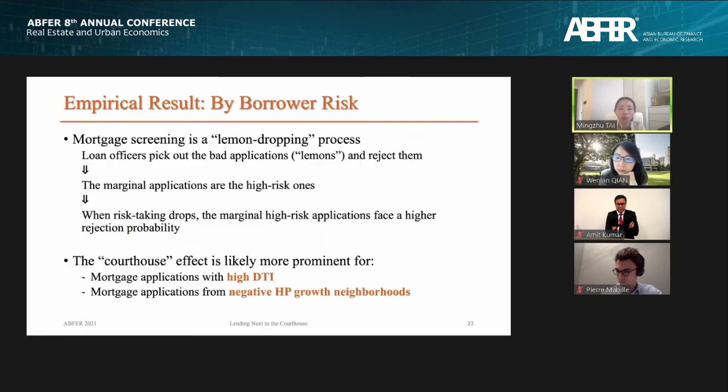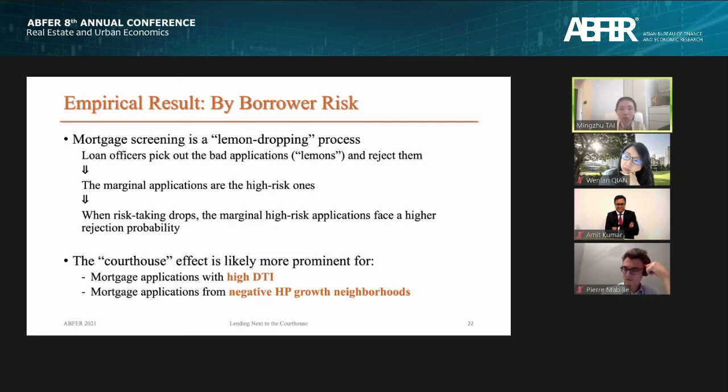Given that the mortgage screening has a very low rejection rate, it means that this is likely a lemon-dropping process. Loan officers spend most of their time and effort trying to pick out the bad applicants, the lemons, and try to reject them. This suggests that the marginal applications are actually the ones with relatively high credit risk. And whenever loan officers change their risk taking and become more cautious, it means that they will reject more marginal applications, and these are the high-risk ones. As a result, we would expect the courthouse effect to be more prominent among those high-risk applicants.